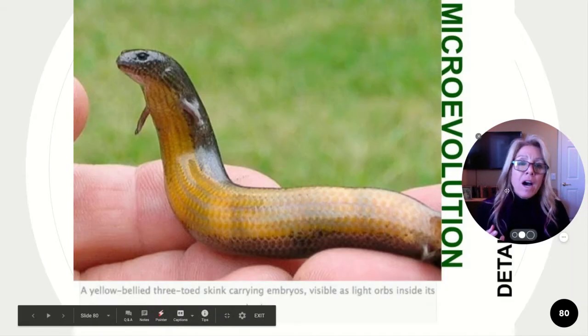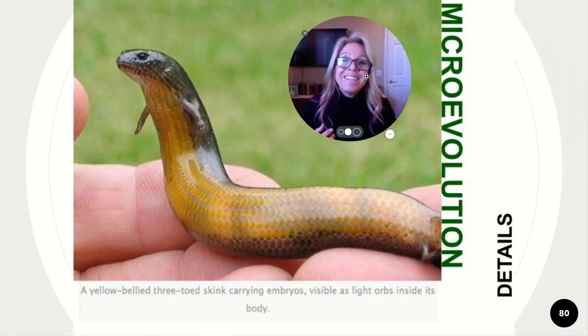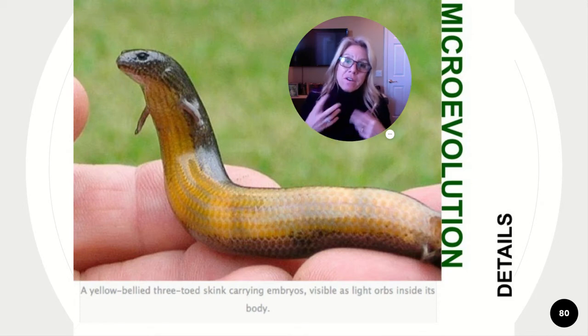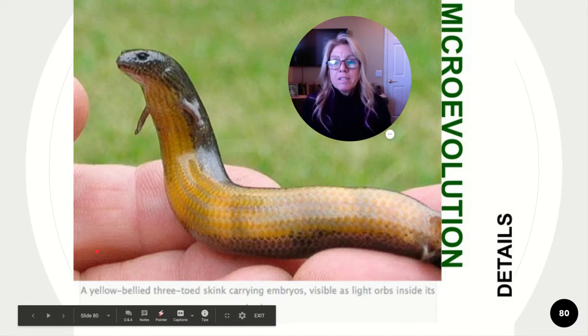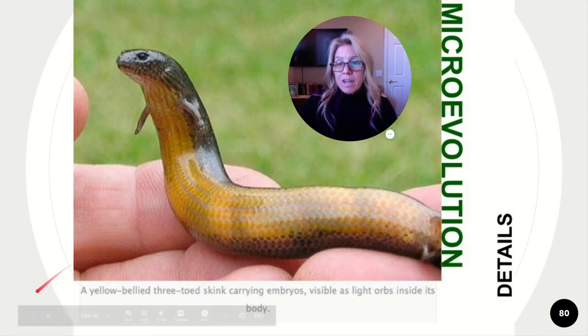I have another example for you. Here we go. This is the yellow-bellied three-toed skink. Now, the more common version, they lay eggs, and then those eggs hatch. But what they have found is those that have migrated to a colder climate are keeping their eggs within them longer. And so there are actually some of this species of the yellow-bellied three-toed skink giving live birth over time. And here's the article.